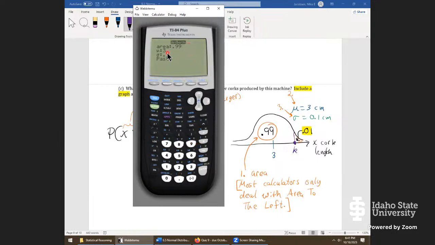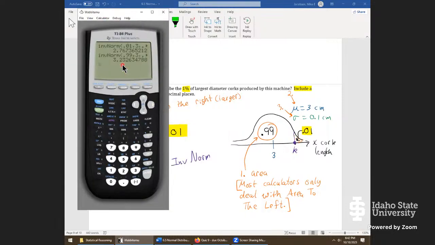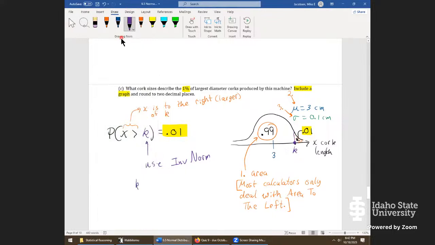So now area is 0.99, mu is 3, sigma is 0.1. Hit enter on all these, and here's our new value. This one says to round to 2 decimal places, which makes sense. This isn't a probability. This is just an ordinary measurement, and those quarks were rounded to one decimal place. So our value for K is 3.23 centimeters. K equals 3.23 centimeters in this problem.